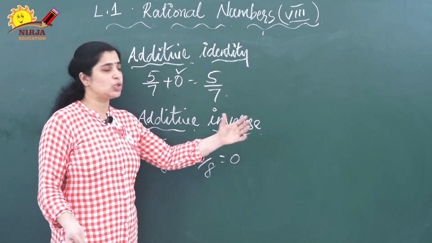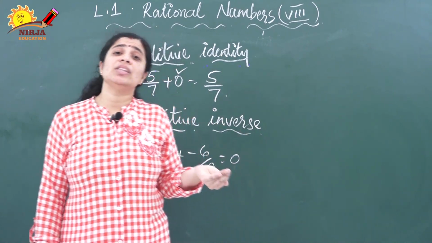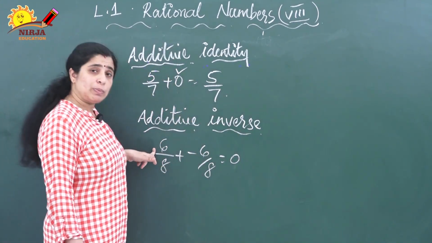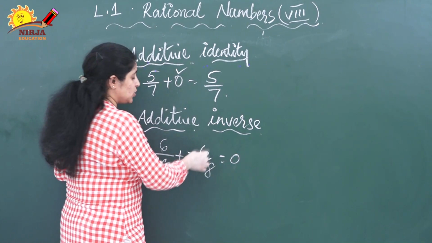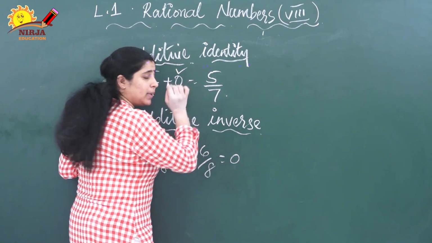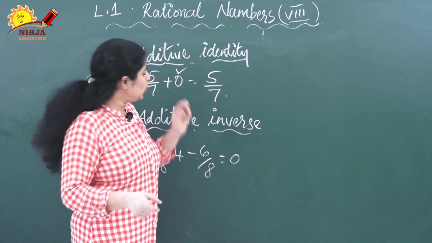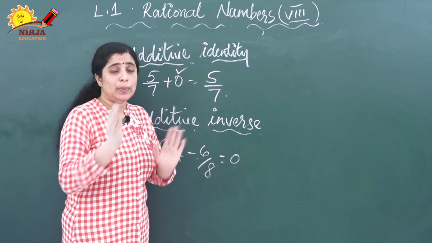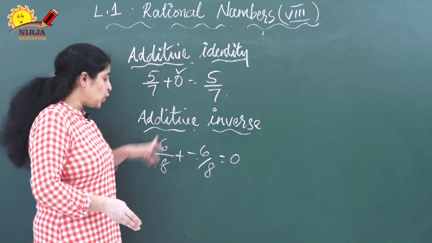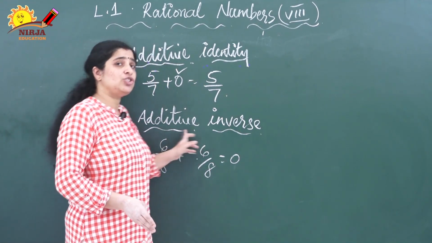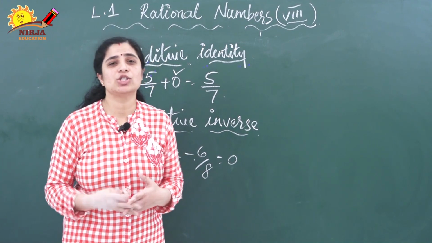Next, additive inverse. Already in the previous discussion I told additive inverse. Additive inverse means you are changing the sign of the number. Here see, this is 6 by 8. Additive inverse of 6 by 8 means this is the positive one and you are changing the sign, so that is negative. When you add these two numbers, you will get 0. When you add a number and the additive inverse of the same number, you will get 0 as the answer. Additive inverse means you are changing the sign of the number. If it is negative, it will change into positive. If it is positive, it will change into negative. That is additive inverse. I hope all of you have understood all these properties.